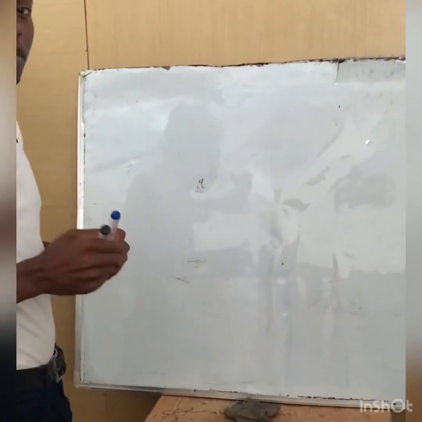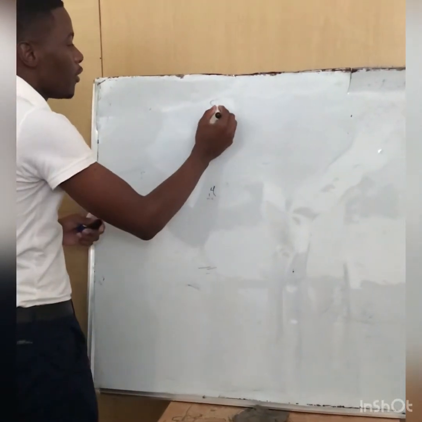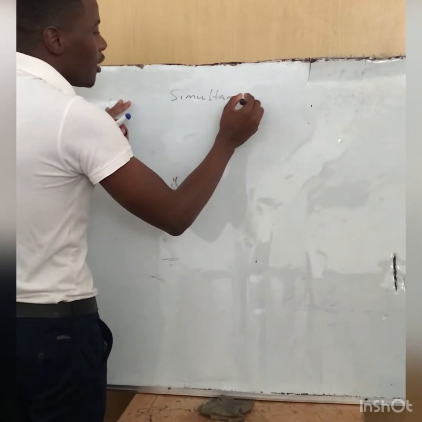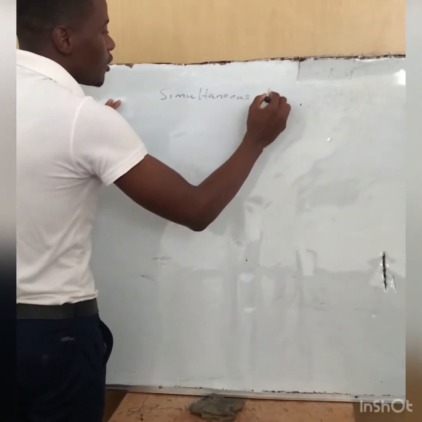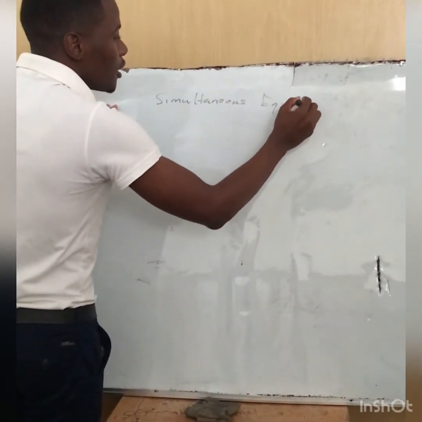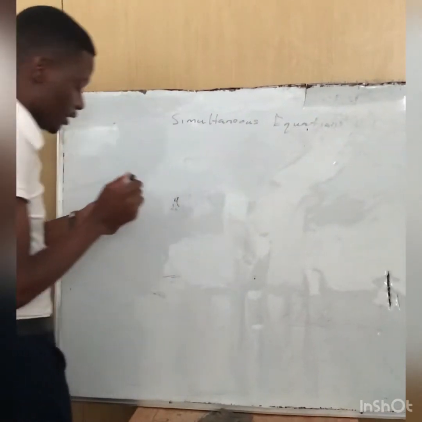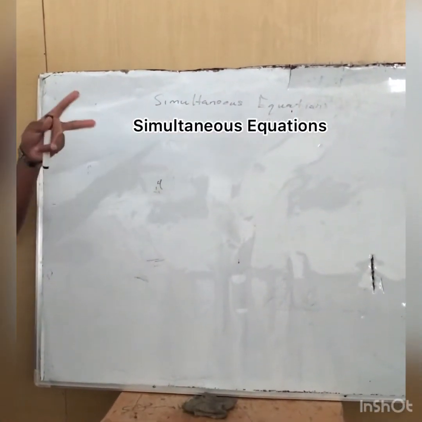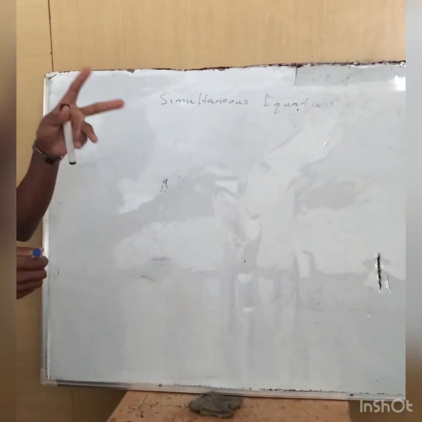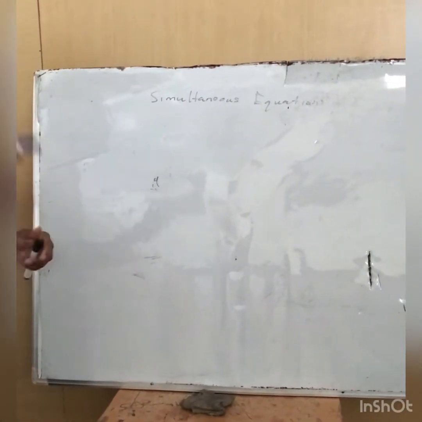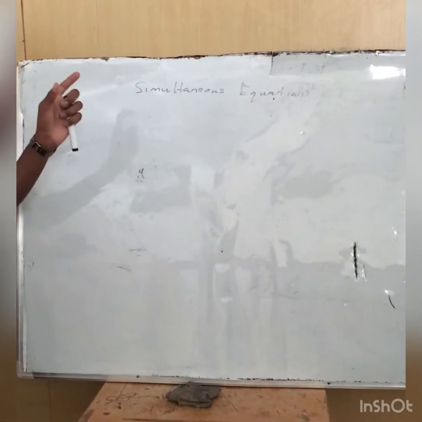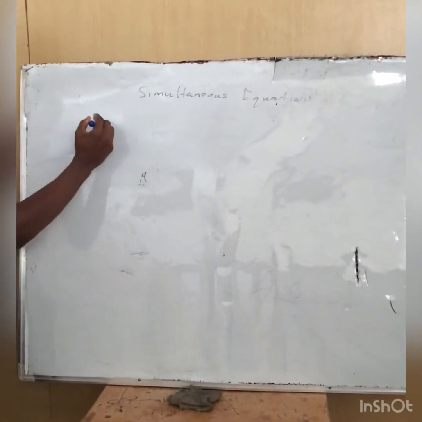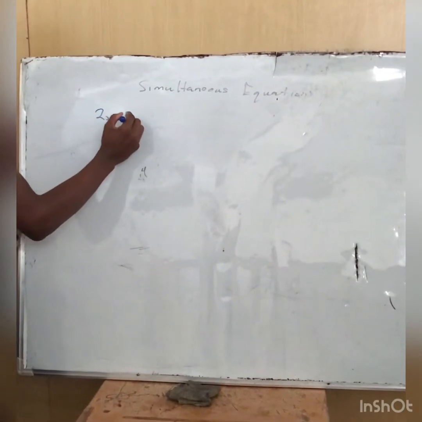So this is a short video where I'll be focusing on simultaneous equations. Usually simultaneous equations go in combination of simply two equations where you are asked to find a value for the variables. In this case, we have variables in terms of x and y.